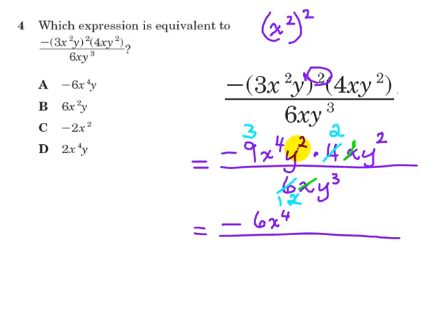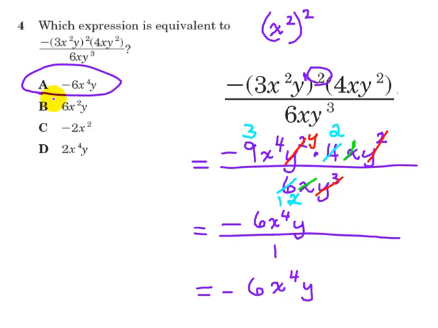Now my y's, I have 2 here and 2 here for a total of 4 on my numerator, 3 on my denominator. So these 3 will cancel out with 3 up here. So that takes out those 2, and it takes out one of these, leaving 1. Now when things cancel, what they're canceling to is 1. So all these are 1. And I can just rewrite this. Negative 6 x to the 4th y.